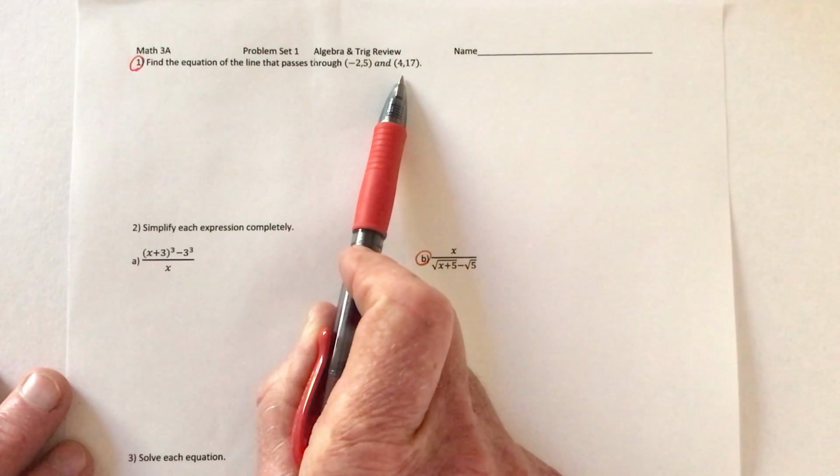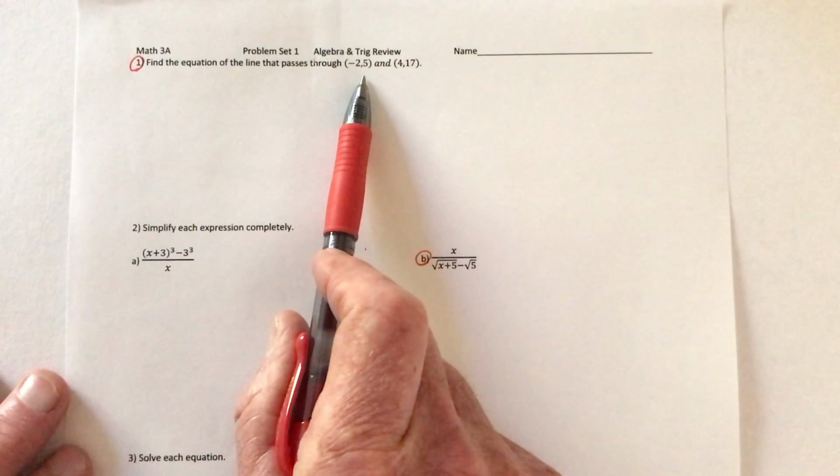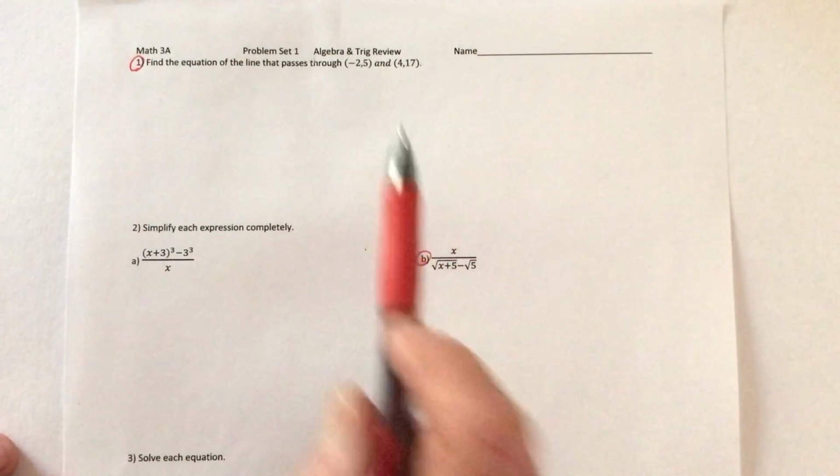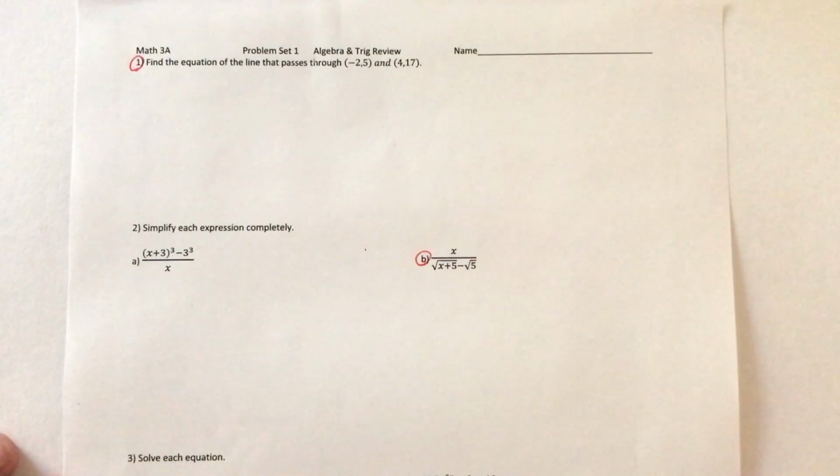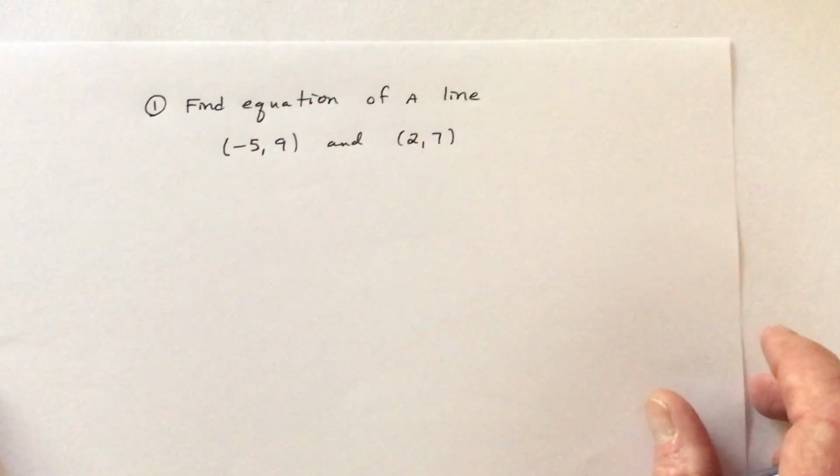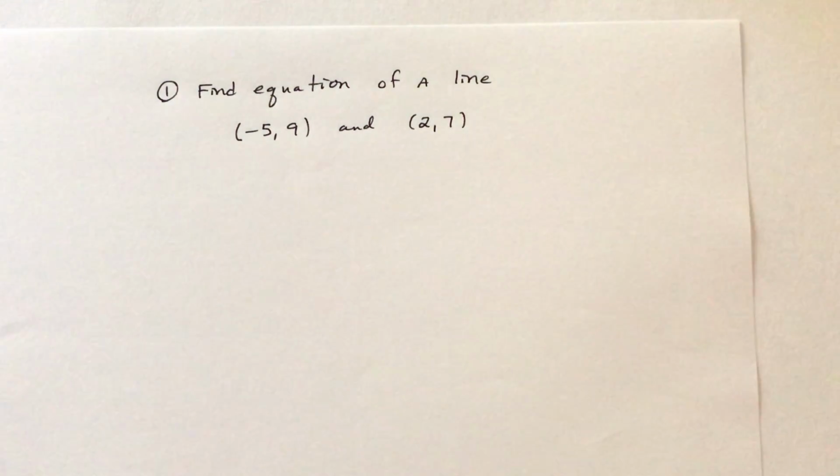This is actually algebra 1, but finding the equation of a line is so important, we use it over and over and over again in calculus. That's where I'm going to start. An example like number 1. So all I did was change the numbers a little bit, but the work is going to be the same.